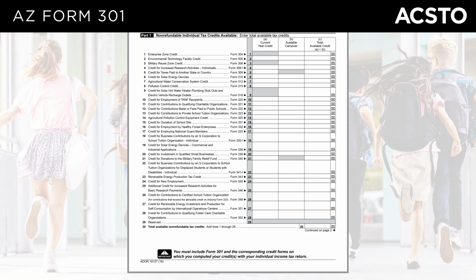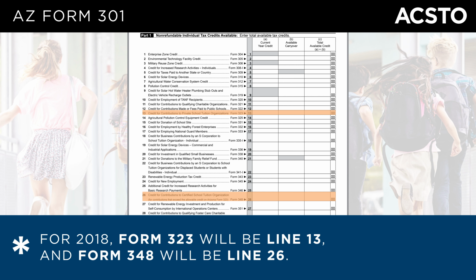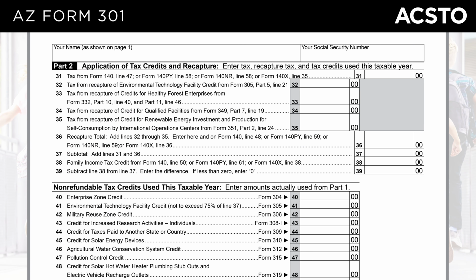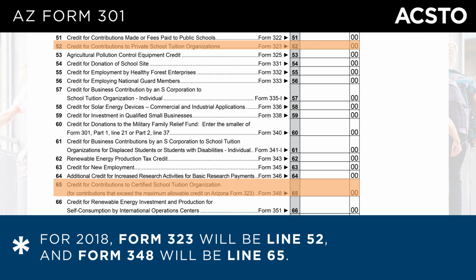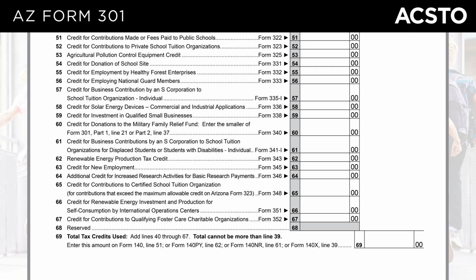For Part 1, put the total from your Form 323 on the line that says Form 323 and the total from your Form 348 on the line that says Form 348, both highlighted below. Then complete the first section of Part 2 and put the totals from Forms 323 and 348 on their respective lines in the second section as well. On these forms, you'll see that our tax credits have long names. Just remember that the original tax credit uses Form 323 and the overflow uses 348.